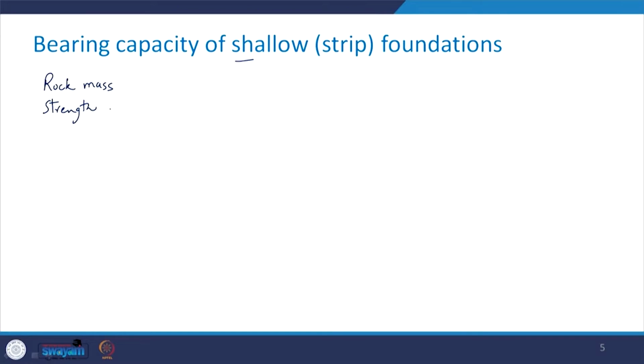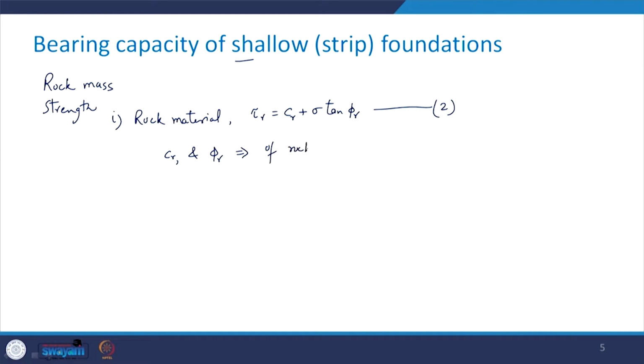So, in case of the strength of the rock material, I assume that it is following the Mohr Coulomb failure criterion, and therefore we are going to get this expression, equation number 2, where what is this Cr and phi r? These are of the rock material.